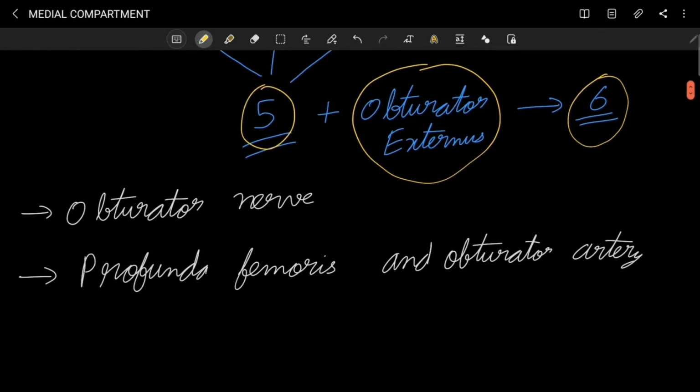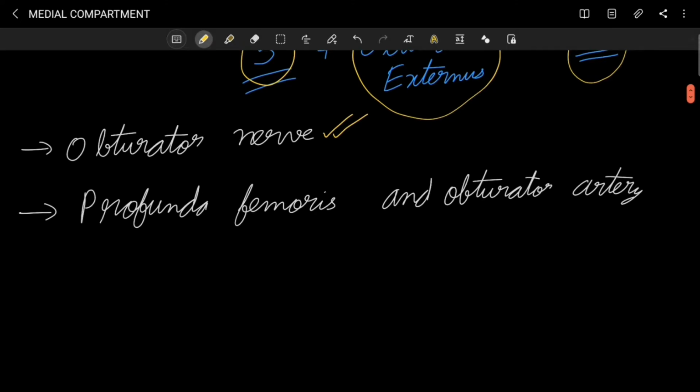Now, after we're done studying these muscles, we're going to move on to the obturator nerve, which is generally what innervates most of these muscles in the medial compartment. The profunda femoris and the obturator artery are the major vessels which supply the medial compartment of the thigh.